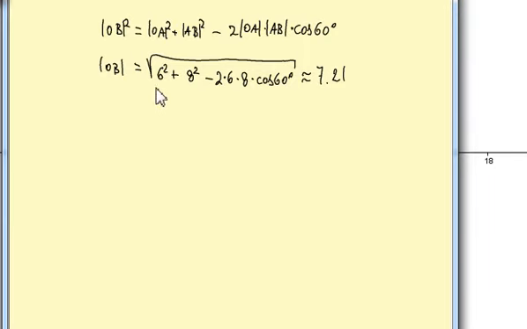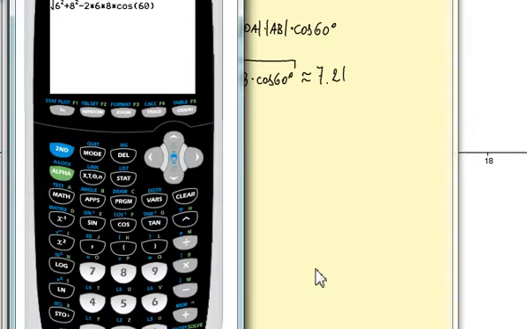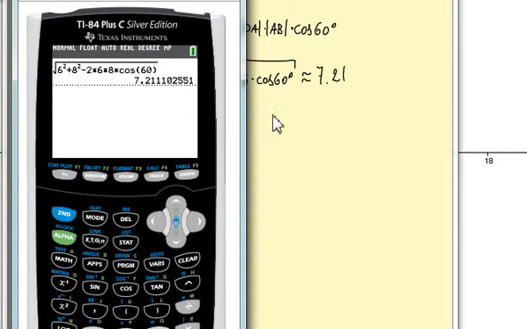And now, after plugging in the numbers into the calculator, I'll get the value which is approximated to two decimal places, 7.21. In further calculations, I will use the exact value which is stored in answer. I won't use the approximated value 7.21 but the exact value to find the angle of vector W.